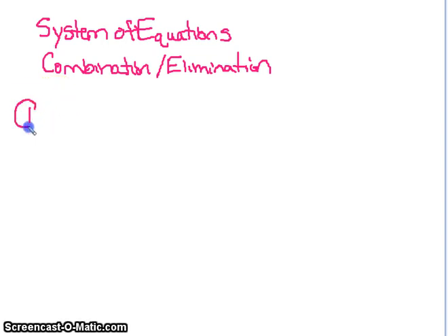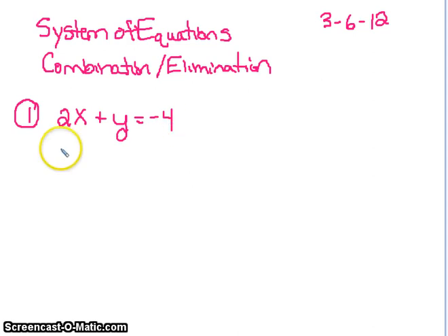So problem number 1. And we should go ahead and put our date as 3, 6, 12. I can't believe it. So we have 2x plus y equals -4, and 5x plus 3y equals -6.